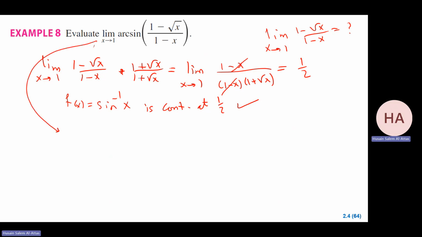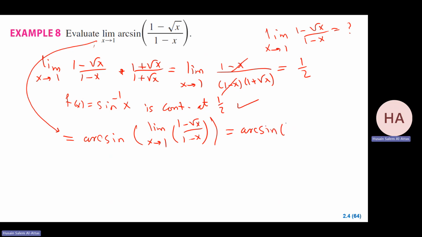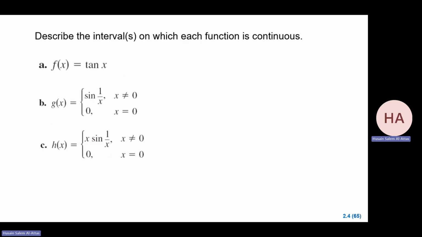So this one will be equal to arc sine. I take the limit inside. With this idea, I can do the calculation. That gives me arc sine of half, which is pi over 6, 30 degrees.